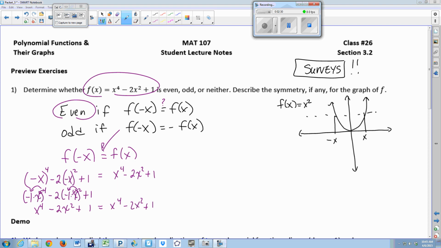You don't even have to check if it's odd because you can't be even and odd together. You've got to be one or the other or neither. Any questions on using that notation before we move along? Anything?